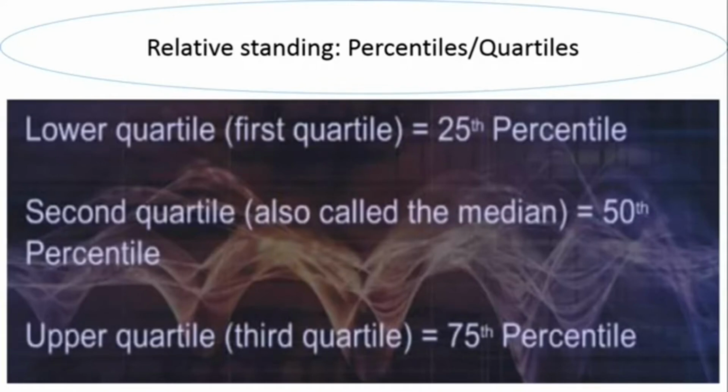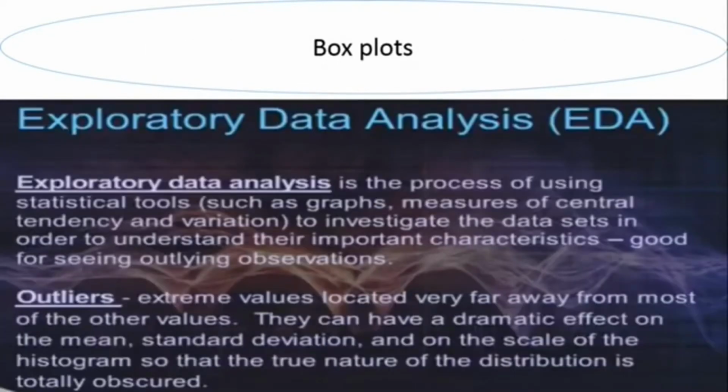The last thing that I'm going to show you is a box plot, which is exploratory data analysis. Exploratory data analysis is a process of using statistical tools such as graphs, measures of central tendency and variation to investigate the data set in order to understand its important characteristics, and it is good for seeing outlying observations. So what are outliers? Outliers are extreme values located very far away from most of the other values. They can have a drastic effect on the mean, standard deviation, and on the scale of the histogram, so that the true nature of the distribution is totally obscured.